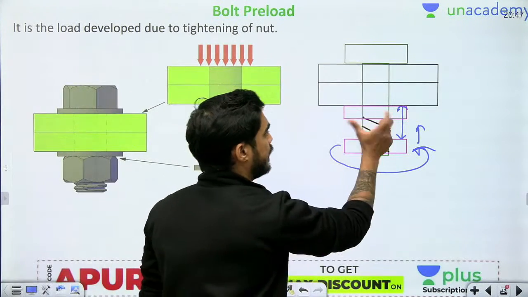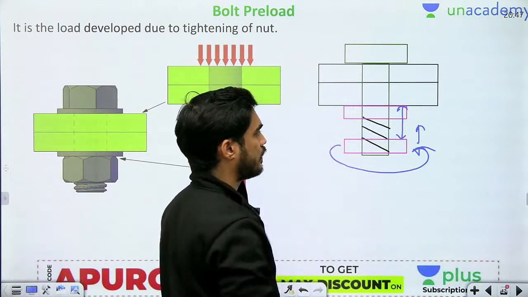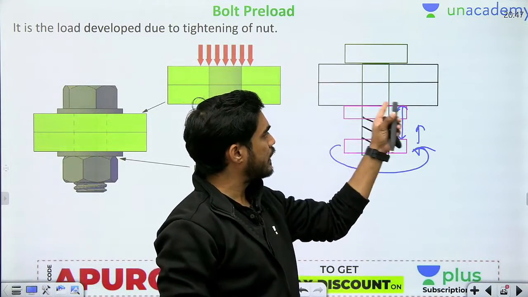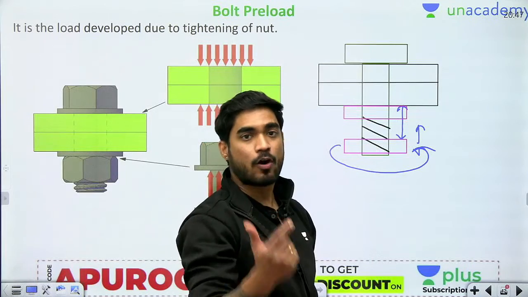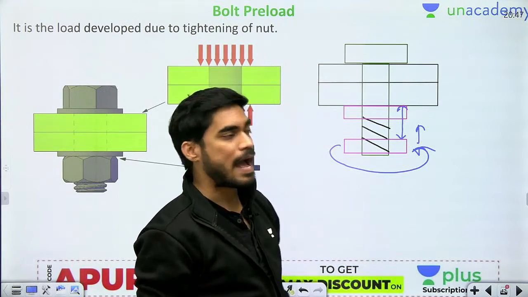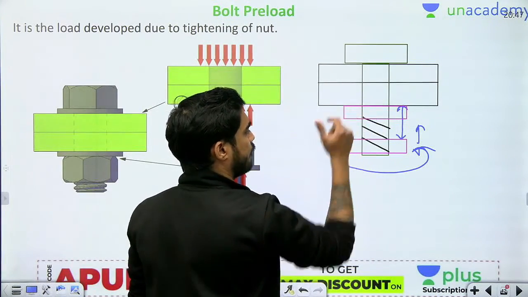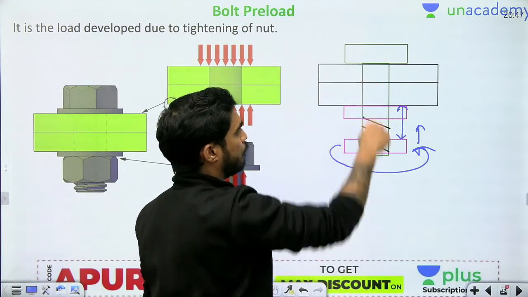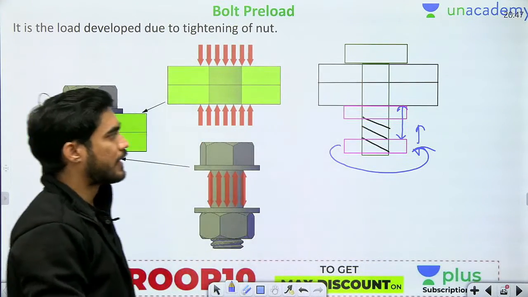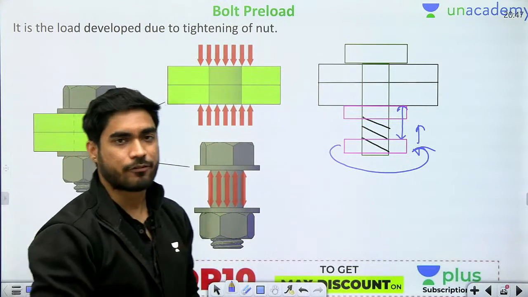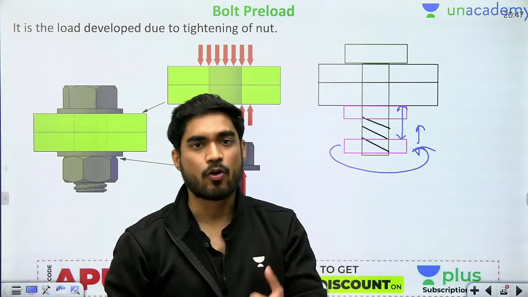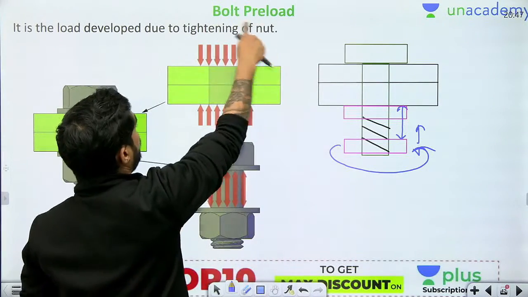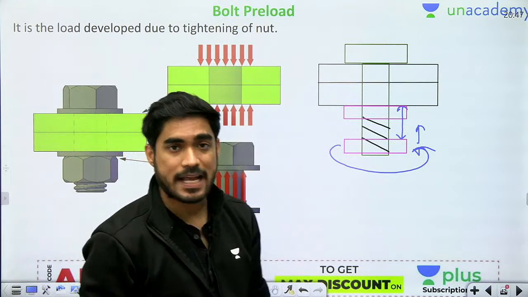Why is this force developed? Because if I rotate this nut, there is no gap for the nut to move. The nut wants to move, but there is no gap. So if I rotate the nut further, then it will start applying force on the plate, and the plate will apply an opposite force on the nut. This force is known as bolt preload.